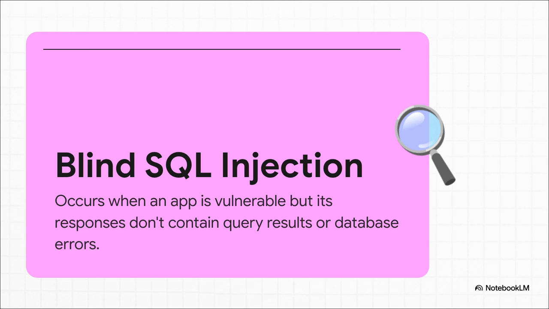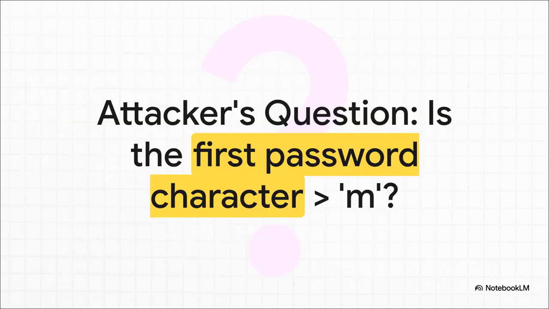So instead of one big data heist, they have to play a guessing game. It's like playing 20 questions or hot and cold with a database to slowly, painstakingly extract information one single bit at a time. So the game begins. The attacker sends a query that is secretly asking the database a true or false question, something like this. Hey database, for the administrator's account, is the very first letter of the password alphabetically after the letter M?